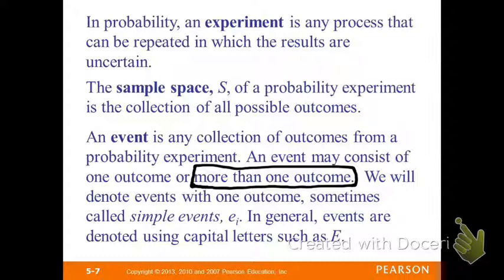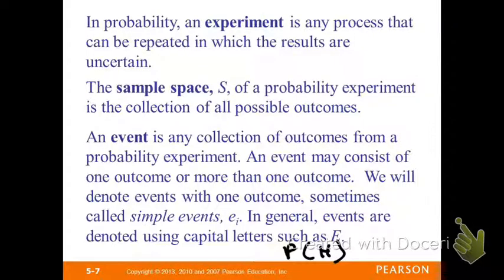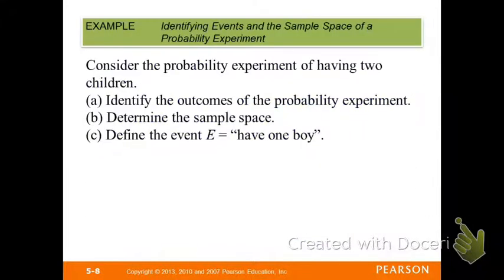Another example of that could be what's the probability of rolling a 2 on a fair die and then rolling a 6. So the event is rolling a 2 and then rolling a 6. That's what it means by more than one outcome. It says we'll denote simple events with one outcome, sometimes as simple events, E sub i, and in general events are denoted using capital letters such as E. That's like where I said earlier the probability of H, right? Capital H is heads, and the P is the probability of heads. So that's the notation. Not a whole lot of complicated stuff there, just giving us language that we'll use to read problems.